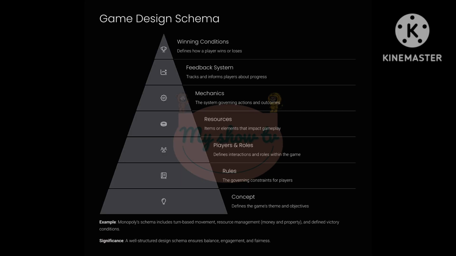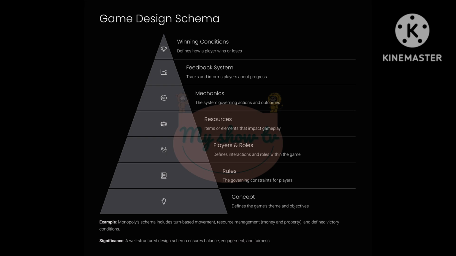Slide 2. Game Design Schema. Now that we understand what a game is, let's explore how we design a game using the game design schema. This schema helps in structuring a game systematically. 1. Objective. What is the purpose of the game? E.g., maximizing profits, defeating an opponent, survival in a competitive system.